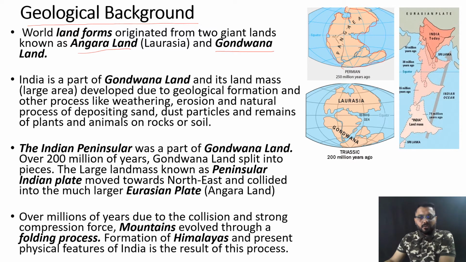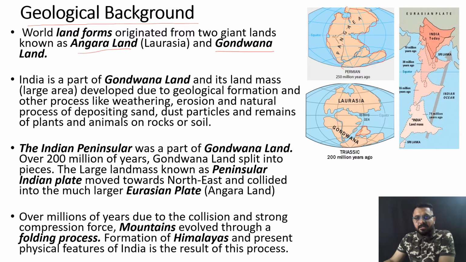India is a part of Gondwana land, and its landmass developed due to geological formations and other processes like weathering, erosion, and natural processes of depositing sand, dust particles, and remains of plants and animals on rocks or soils. Here in the picture you can see that this part here is what India is. India was a part of Gondwana land.